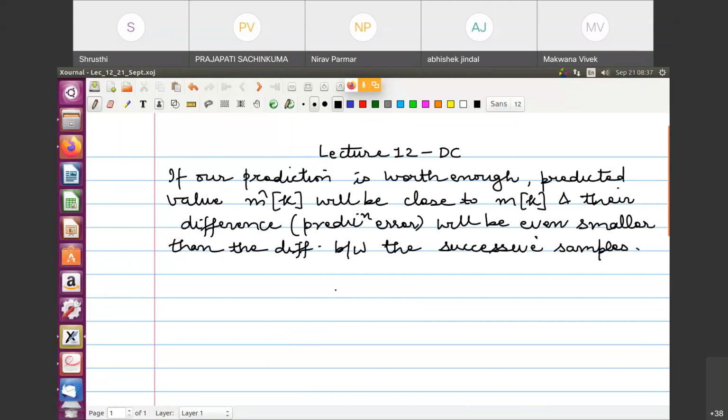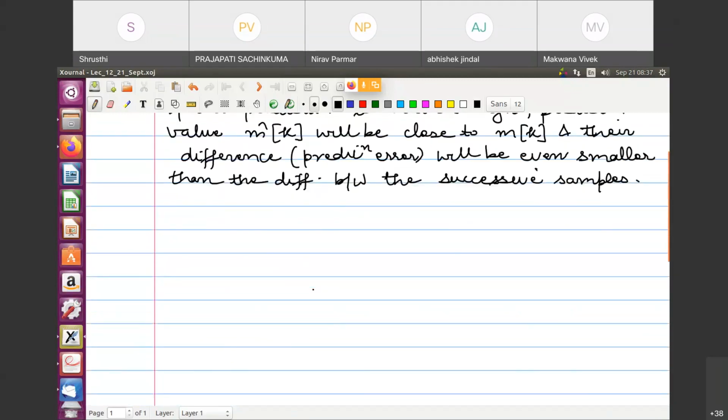I have just written it for the sake of completion so that in the notes things are complete. So this scheme is called DPCM, that is differential pulse code modulation. The word differential should now be very clear, because we are taking the difference, either m of k minus m of k minus 1, or m of k minus m cap k. Then we are using pulse code modulation over it: we are quantizing the difference and then encoding it. So the process is the same as that of PCM, and this is where the word DPCM comes from.